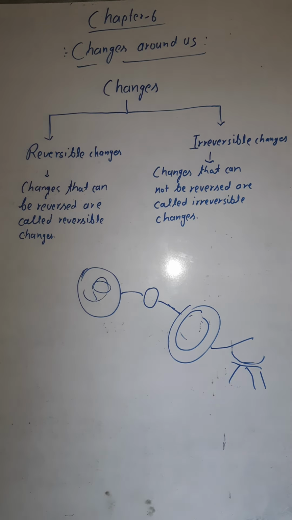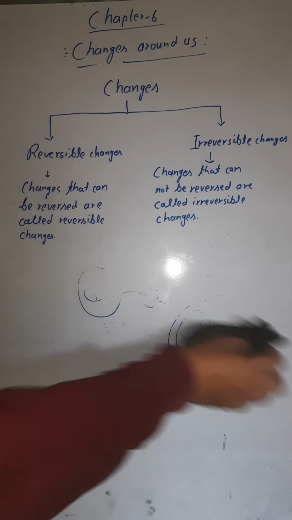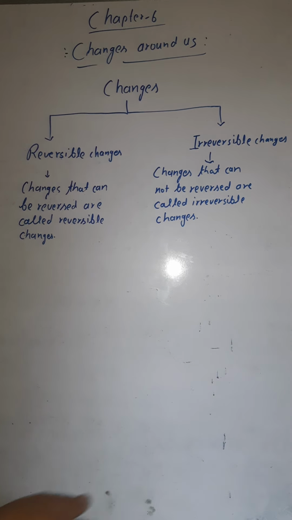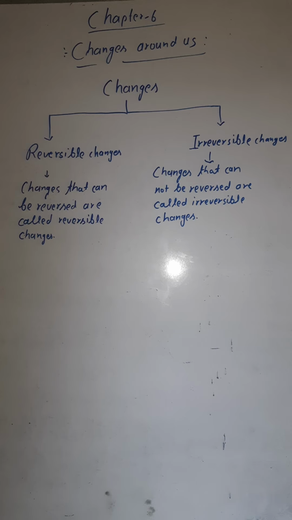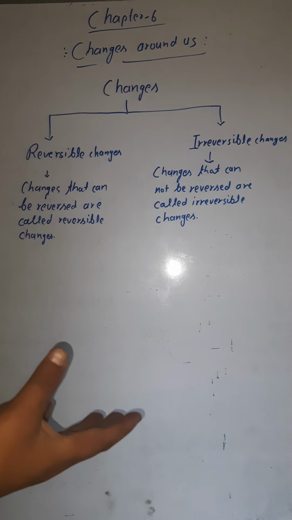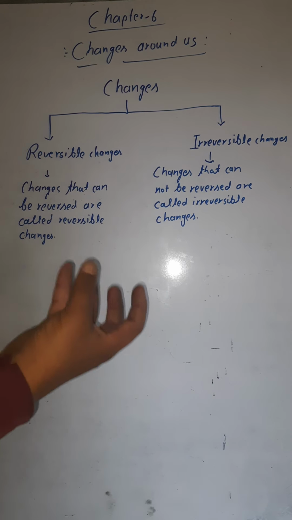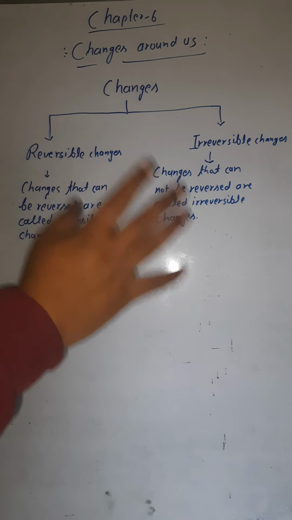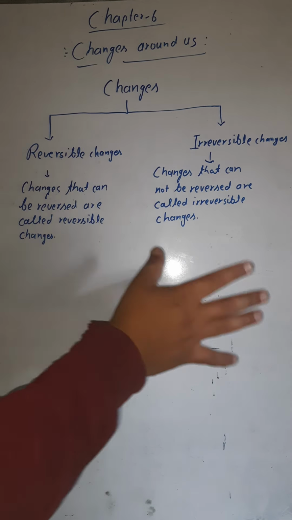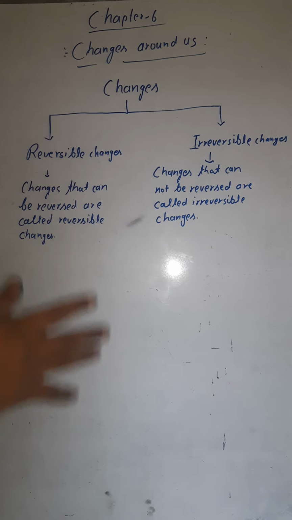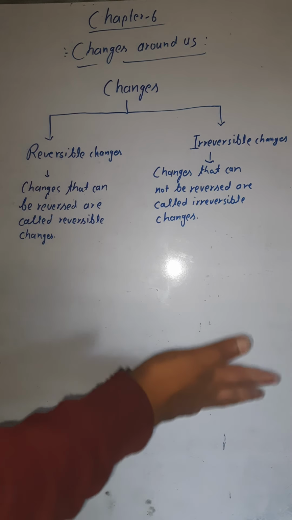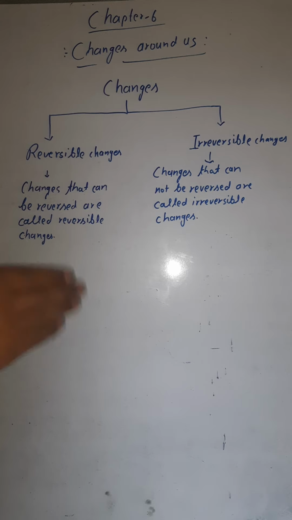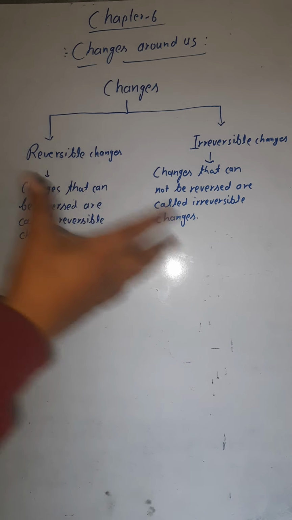Are you getting this? So these are some examples of reversible and irreversible changes. Now some more examples you might have seen, like changing milk into curd or into paneer. Again this is an irreversible process. The curd or the paneer cannot be brought back into milk. So this is again an example of irreversible changes.